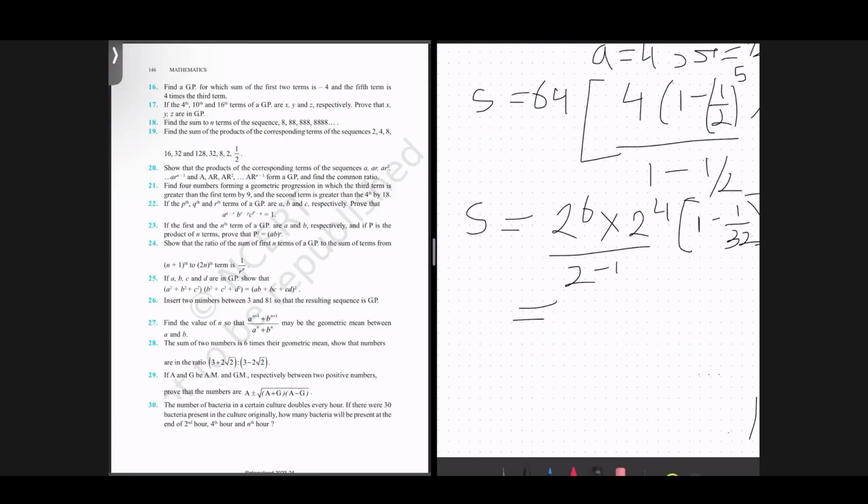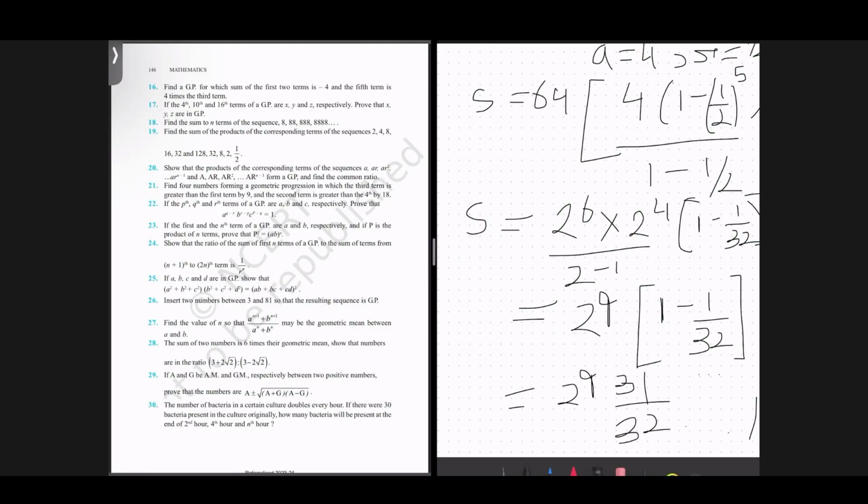Correct? The powers get added up. So here you have 2 raised to the power 9, and here you have 1 minus 1 upon 32. Correct? That is going to be nothing but 2 raised to the power 9 into 31 upon 32. Correct?